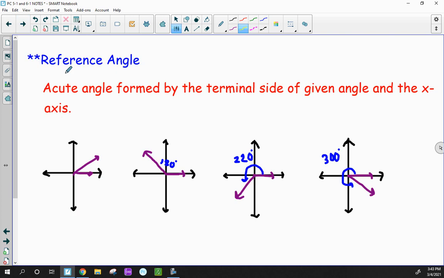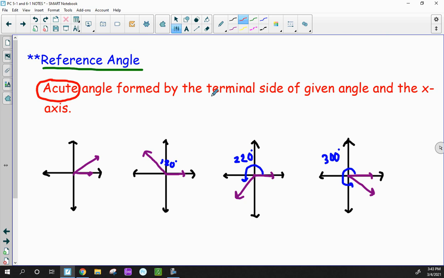Alright, next concept is on reference angles. With reference angles, be careful, this is usually confused with coterminal that we looked at earlier. A reference angle keyword here is it has to be an acute angle. Acute means that it has to be less than 90 degrees. So if you are looking for a reference angle and you think the answer is 92, it is not. It has to be less than 90 degrees.